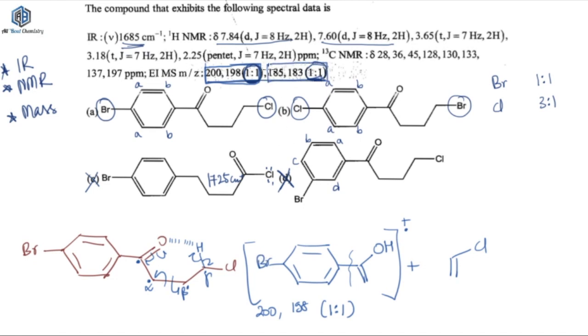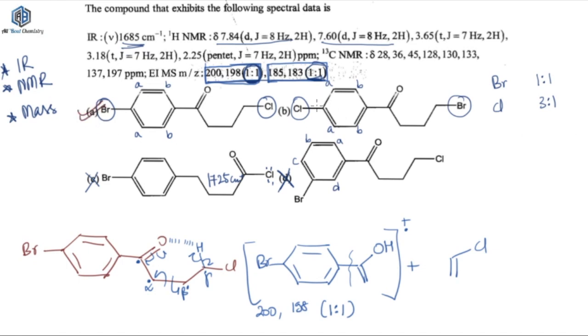Why have they given 1:1? Just to show that in the major fragment you have bromine present. So that's why they have given you that 1:1 again and again. That is just telling you that you have bromine in the major fragment. So that's how you can predict that option number A is your correct option.